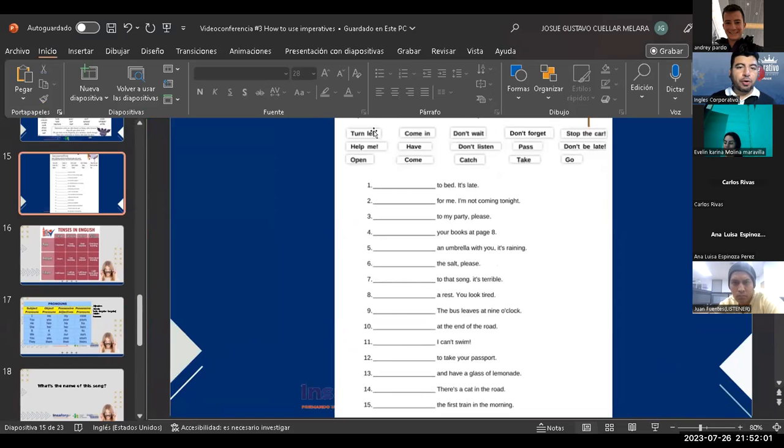Okay. Turn left, come in, don't wait, don't forget, stop the car, don't be late, pass, don't listen, have, help me, open, come, catch, take, go. If you notice, they are easy verbs, not complicated verbs. So I'm going to give you 1 minute just to check these sentences and try to have 3 or 4 options. We're going to complete it and we're going to say goodbye. Please, check these sentences.